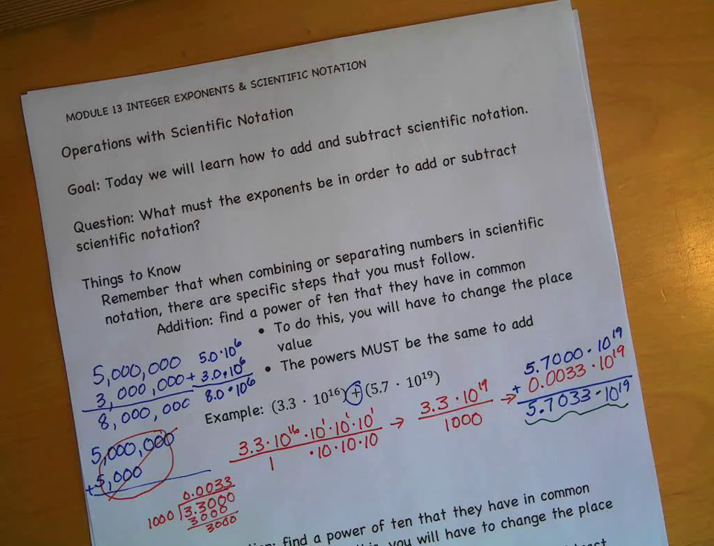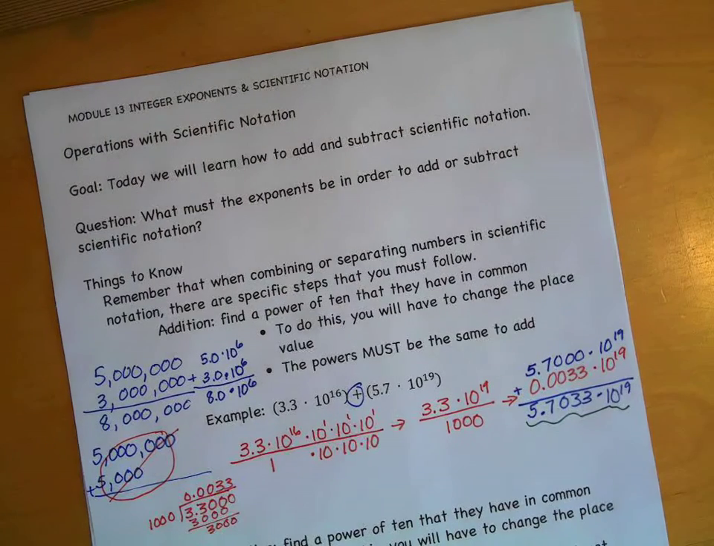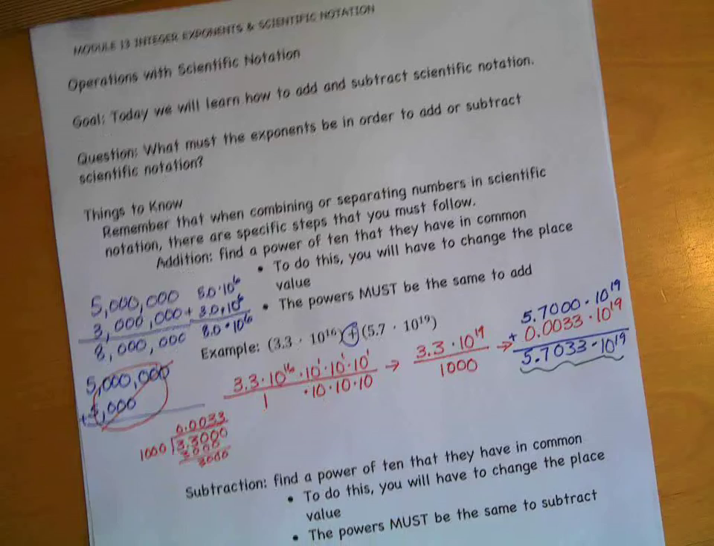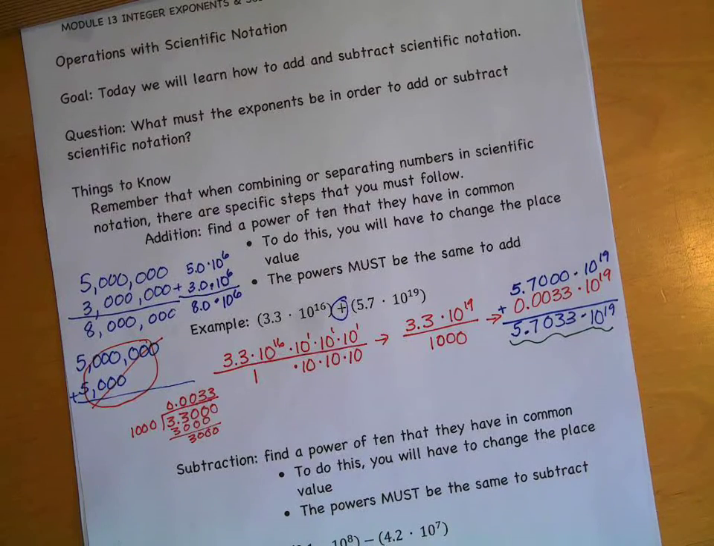Okay? So that wasn't so bad, right? The thing that you have to remember is that converting your powers to the same power is where it's the most work. So you just have to really think about what it is that you're doing. Okay, so now that we know how to add them, let's try to subtract them. So find a power of 10 that they both have in common. To do this, you will have to change the place value. The powers must be the same to subtract.